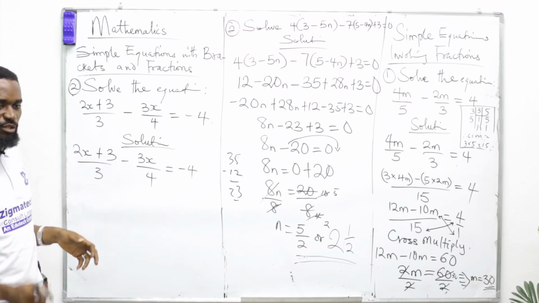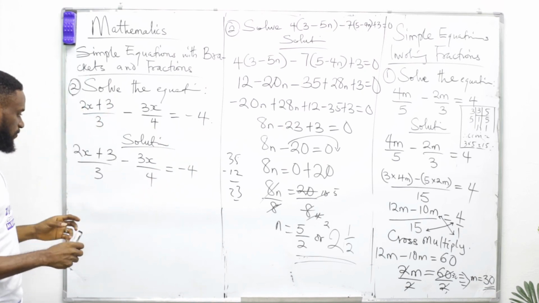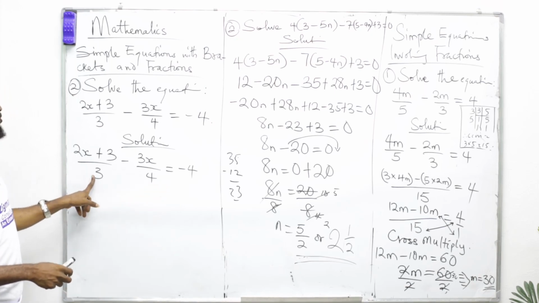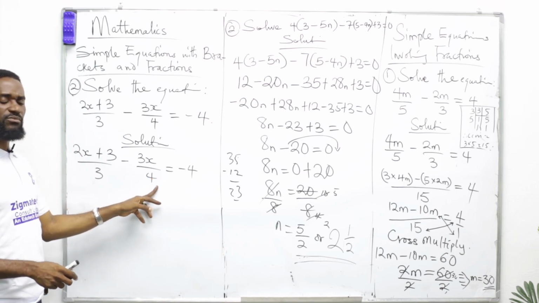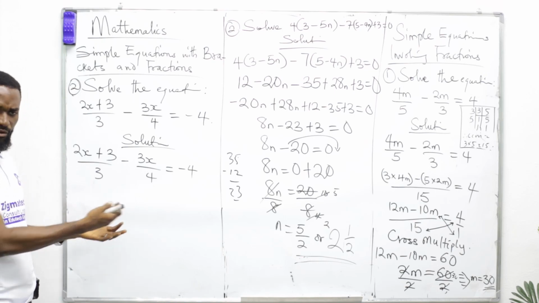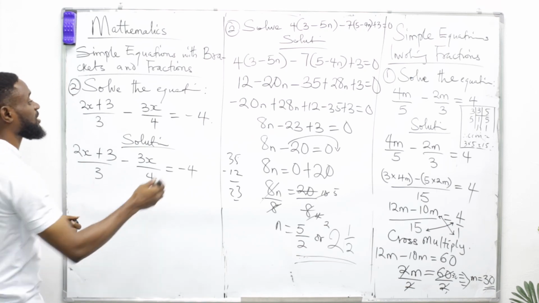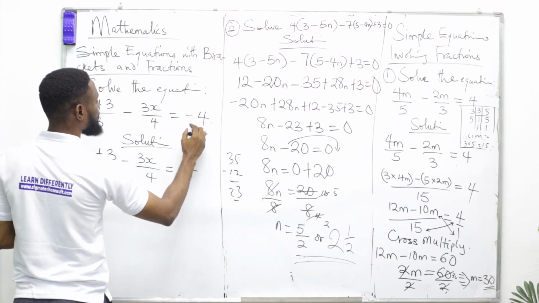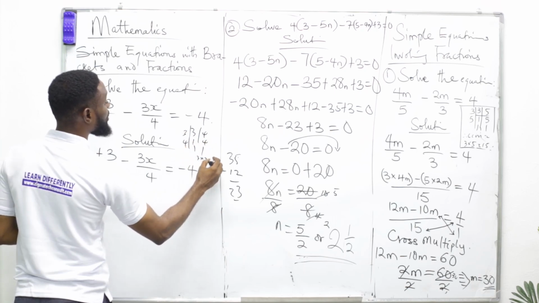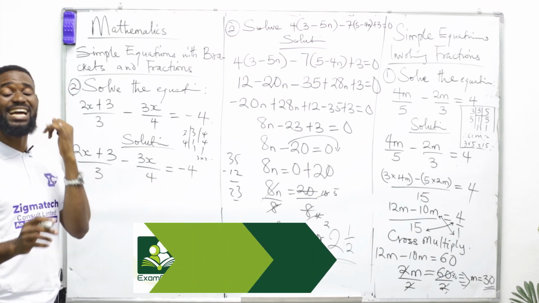The first thing we need to do, just like we said, is find the LCM of the denominators of the two fractions. This is the denominator of the first fraction. This is the denominator of the second fraction. And these two denominators, they don't have common factors. So instead of going through the LCM of 3 and 4, since they don't have a common factor, just say 3 times 4. The answer is their LCM.